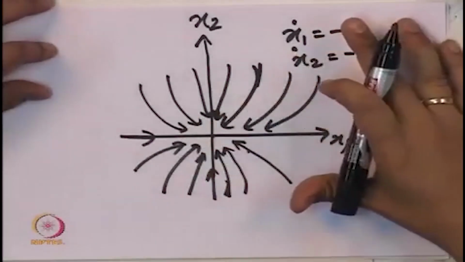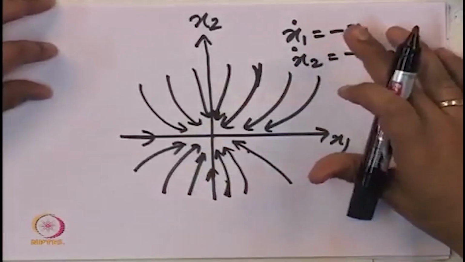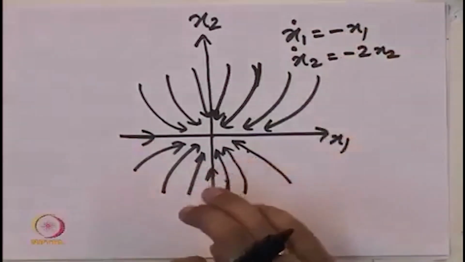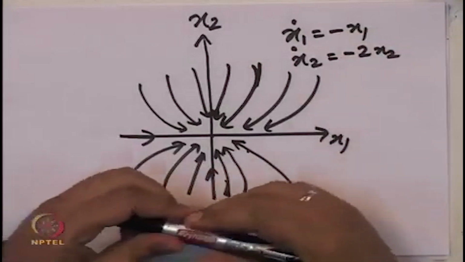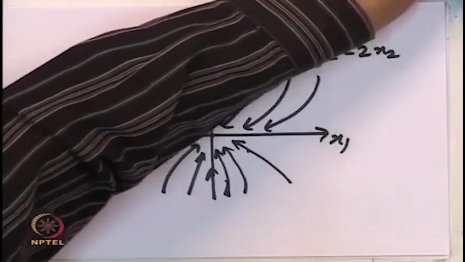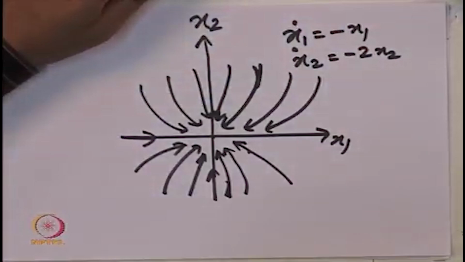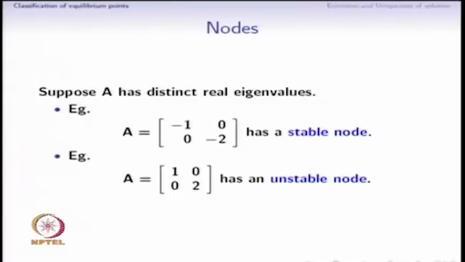The other situation is when A has both eigenvalues negative and it is diagonalizable. So, let us go back to this example. When A is again a diagonal matrix, and along the diagonal there are two numbers which are both positive, this situation A is an unstable node.